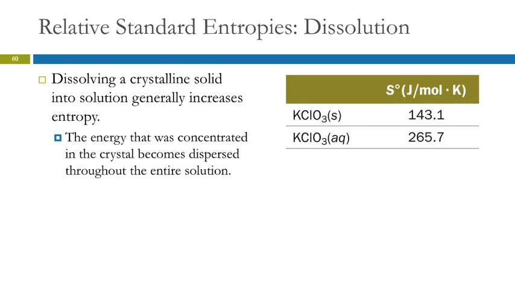Dissolving something. You dissolve a crystalline solid in a solution. The crystalline solid has a regular repeating 3-dimensional lattice of ions, right? It's very ordered. When you dissolve that, say in water, what happens to that order? It goes away, right? It becomes more disordered. So it makes sense the entropy increases. The energy that was concentrated in that crystal now is dispersed through the entire solution. So potassium chlorate as a solid versus potassium chlorate dissolved in water, the entropy is larger for the aqueous.